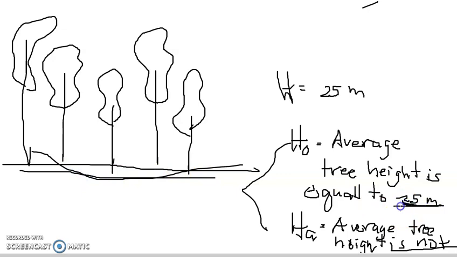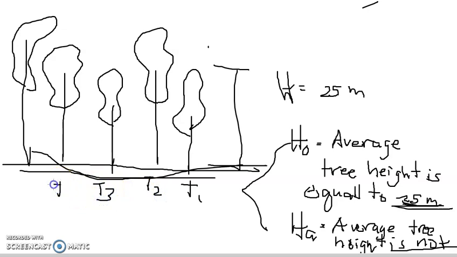You can prove it by doing simple statistical analysis. First, you gather data, you collect all the tree heights, di ba? Collect the height of tree T1, you collect the height of T2, you collect the height of T3, you collect the height of T4, then you collect the height of T5.